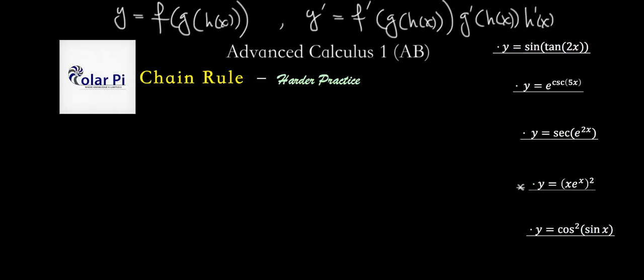In our first problem, we've got y equals sine of tan of 2x. Sine is f, tan is g, and 2x is h. So y prime will be f prime, which is cosine. So cos, leaving the others alone, cos of tan of 2x, and then multiply by the derivative of g, leaving h alone inside. Since g is tan, its derivative is sec squared, and leave what's inside alone, which is 2x. Then multiply by the derivative of h, which is the derivative of 2x.